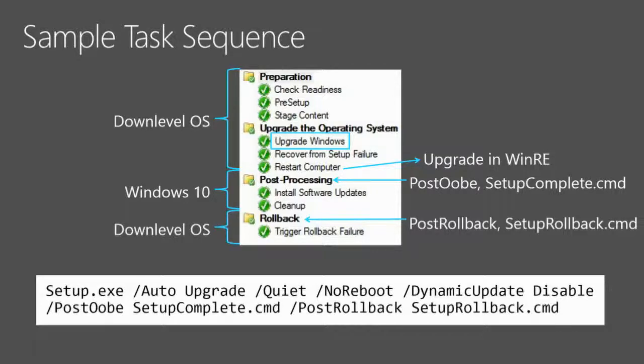The question was, does the rollback trigger only when a rollback occurs, or is it just a normal part of the task sequence? That group will only run when setup triggers a rollback. So when something goes wrong with setup itself in WinRE, and it gives up and rolls back, and there's some very specific stuff in setup that triggers that rollback, then we'll capture that and make sure that we enter only that rollback phase.